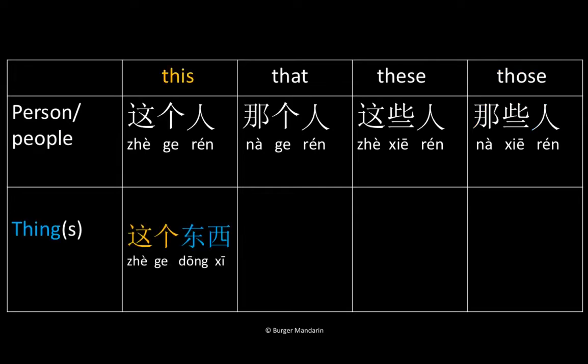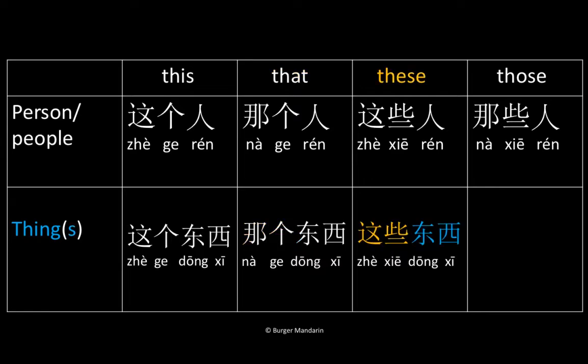Likewise, this thing is 这个东西. That thing is 那个东西. These things is 这些东西. Those things is 那些东西.